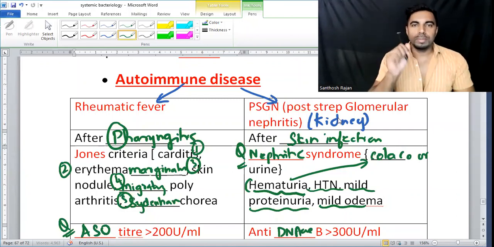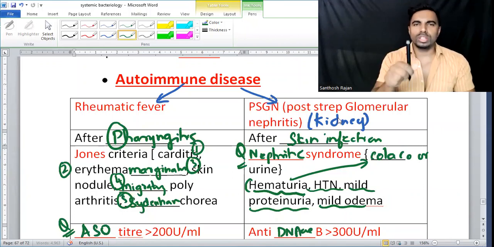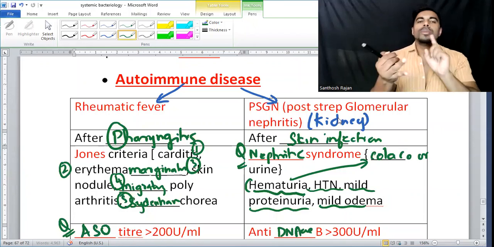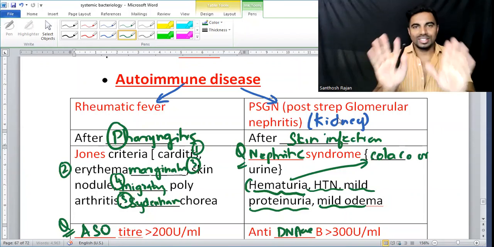Now, for group B, agalactiae, you have to know only a few things. What are they? It causes what? Neonatal meningitis and neonatal sepsis, one of the most common causes. And I already told you everything we explained. It gives what? CAMP positive and hippurate hydrolysis positive. That's it. This much only you should know.